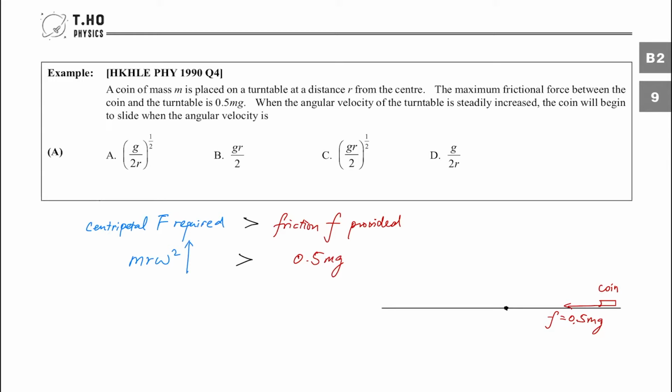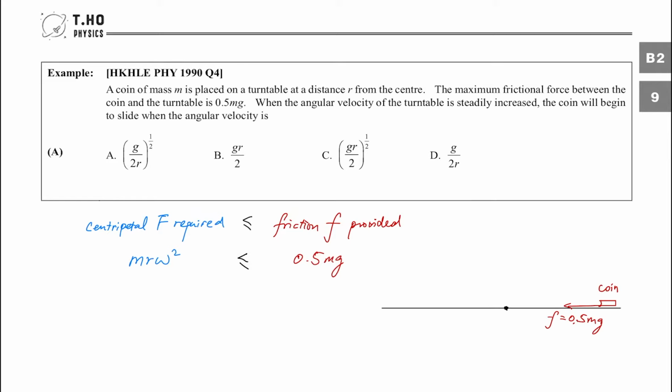required for the rotation. So I don't want this to happen. I don't want the required force to be larger than the frictional force. So in order for the coin not to skid, the centripetal force required must be less than the friction force provided. So we have enough force provided to rotate the coin together with the turntable. So we can set up an inequality like this: m r omega square is less than or equal to 0.5 mg.